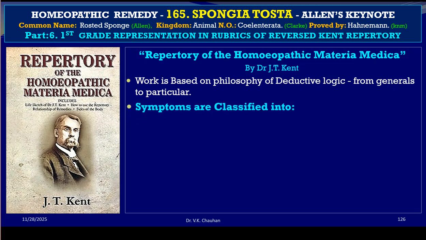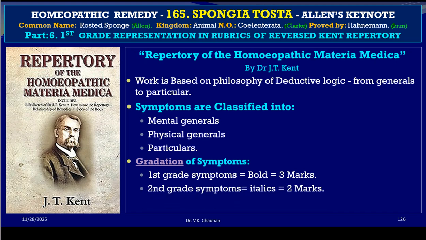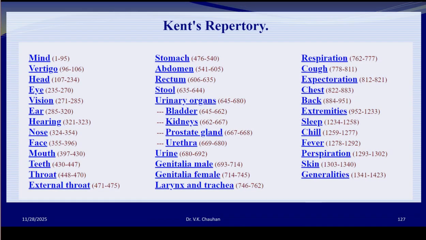Here the symptoms are classified into mental general, physical general, and particular generals. The gradation is very important. The first grade symptoms are those represented in bold letters, which have 3 marks. But here in the current work we have given them a bright red color for our convenience. Second grade symptoms are in italics, and third grade symptoms are in ordinary font, black and white. So we go to the study of Spongia through this work.